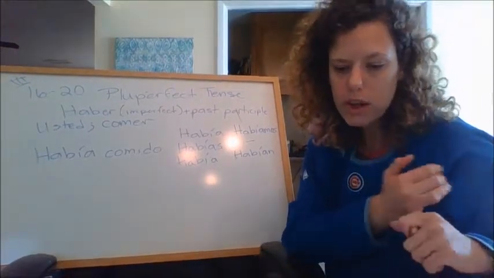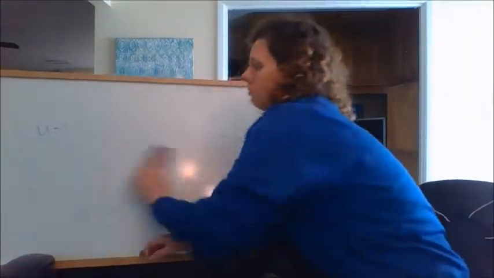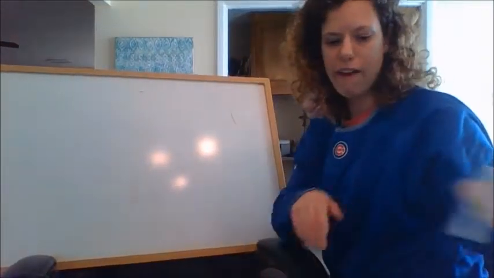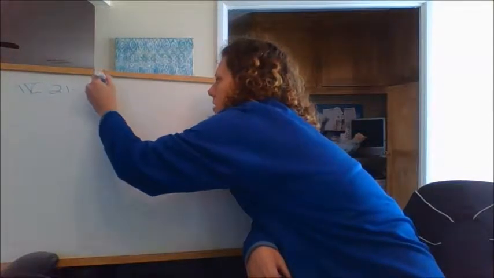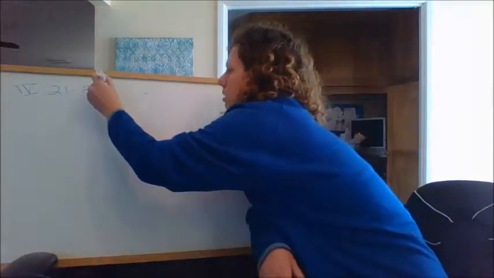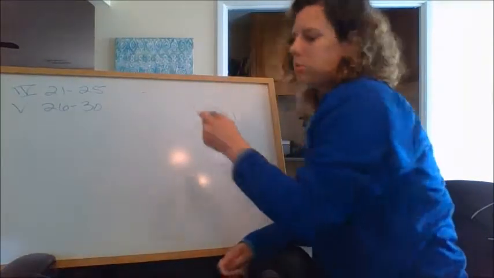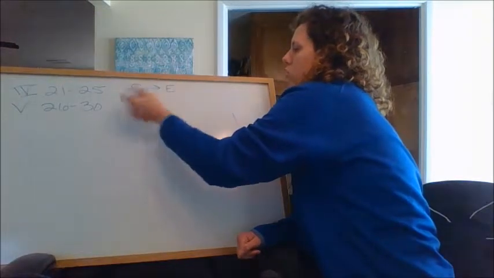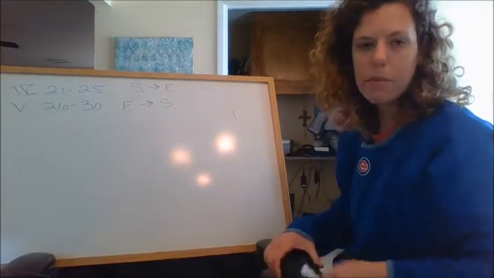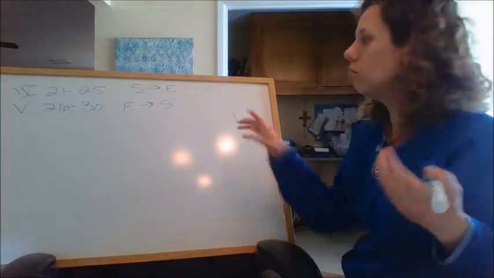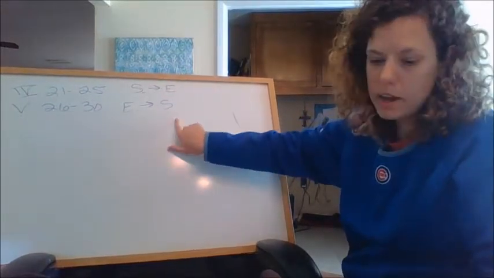Okay? So sections 4 and 5. 21 through 25. And 5 is 26 through 30. This one is Spanish to English. This one is English to Spanish. So this is vocabulary, just like always. For these 5, you're going to go from Spanish to English. These 5, you're going to go from English to Spanish.